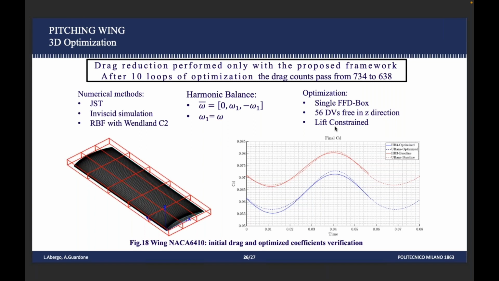After 10 loops of optimization, I took the baseline and the optimal shape and repeated the simulation with the fully time accurate solution. And the error between harmonic balance and the fully time accurate increases for the optimized shape, but we can see that it confirms the reduction of the CD.